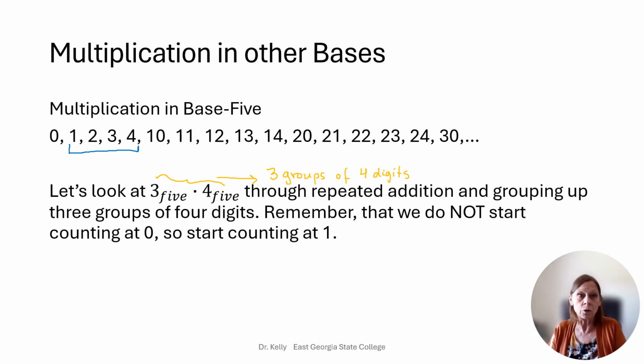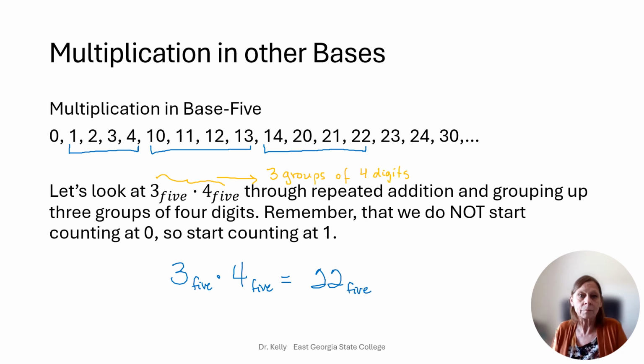So 1, 2, 3, 4. There's one group of 4. Then we pick up again. 10, 11, 12, 13. There's another group of 4. We pick up again. 14, 20, 21, 22. There's that last group of 4. Okay. And so we have 1 group, 2 groups, 3 groups. We can say 3 base 5 times 4 base 5 is equal to 22 base 5.